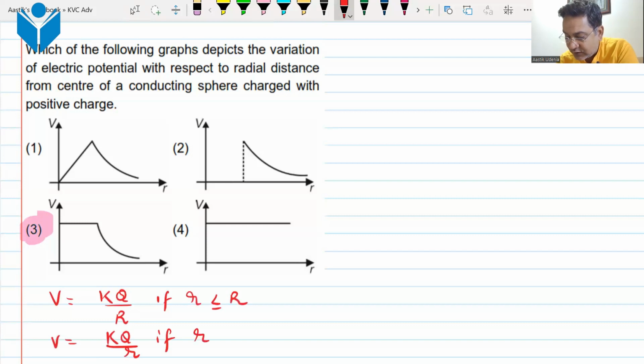If r is greater than capital R, I have given you all types of graphs. You need to go back and have a look and refresh your memories. There is nothing that I can explain here because I already gave you this graph. Anyways, move on to the next one.